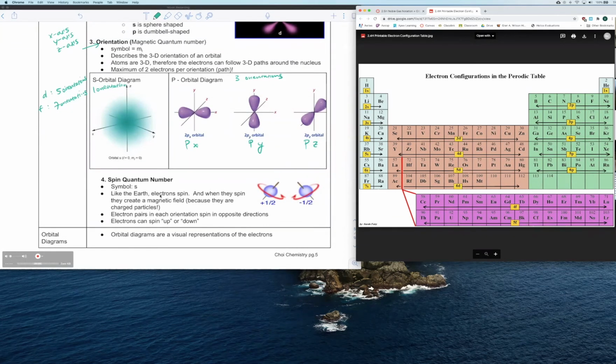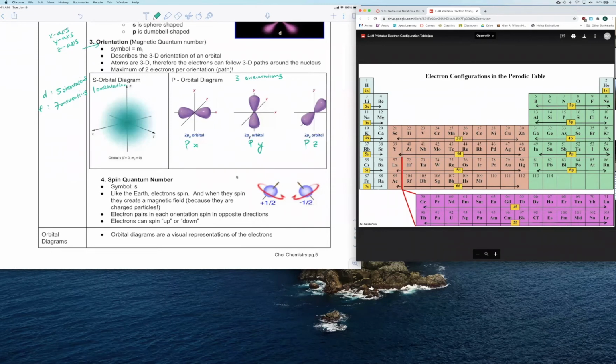And then the last quantum number is going to be known as the spin quantum number. And that just tells you which direction your electron spins. So even when we have our Earth, right, it rotates around the sun, but it also spins every day. And that's why we get day and night, right? Day is when the side you live on of the Earth faces the sun, and then night is when it faces away from the sun.